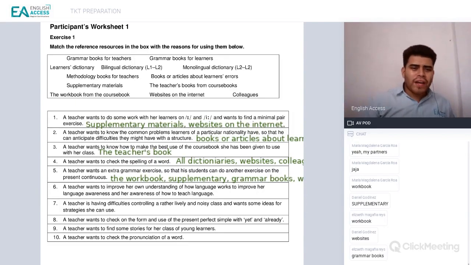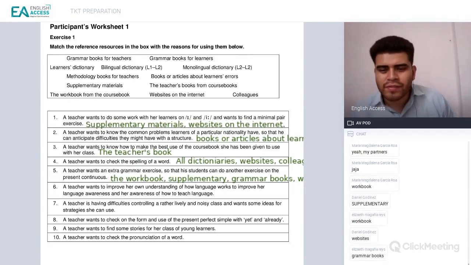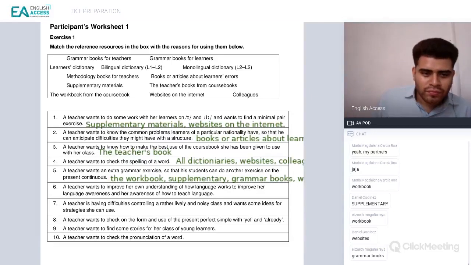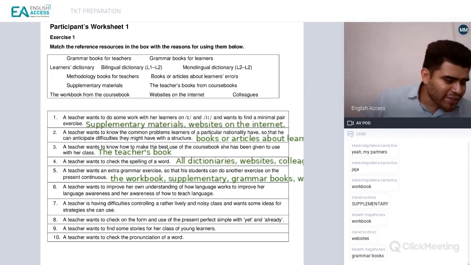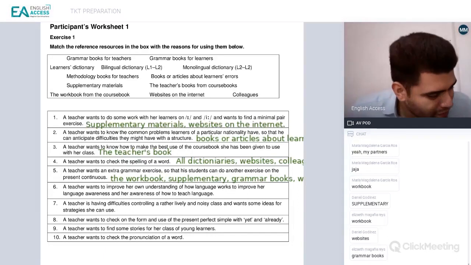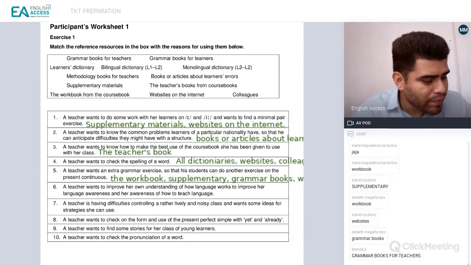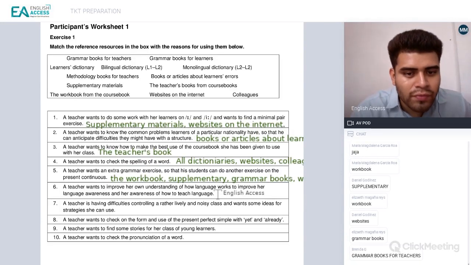Maria Magdalena, would you mind helping me with 6 to 10, please? A teacher wants to improve her own understanding of how language works, to improve her language awareness and her awareness of how to teach language. All right. Guys, what is number 6? Magdalena, if you'd like to, you can answer too. Grammar books for teachers. What'd you say? Grammar books for teachers. Very good.